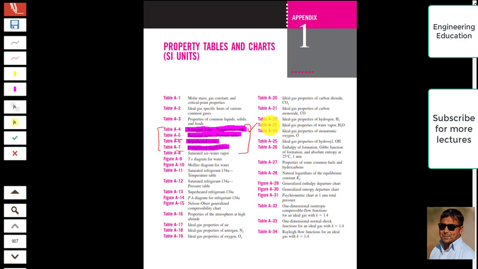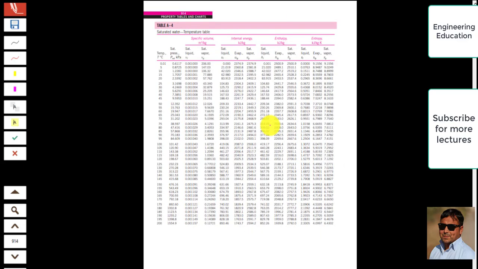So going to table A4, which is the saturated water temperature table. Why is it called a temperature table? Because in these types of tables we have temperature in this column. The values of temperature are mentioned in the left column, so due to this it is called the temperature table. The values of temperature are in degree centigrade. Pressure value is in kilopascal. Let me zoom in to see it clearly.